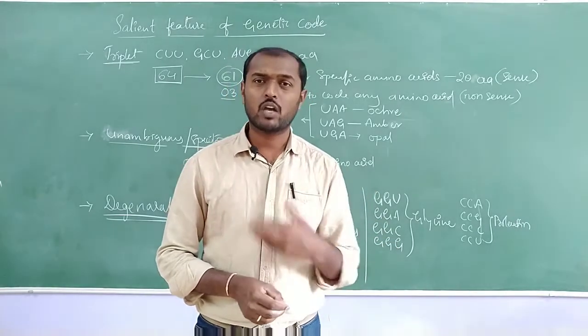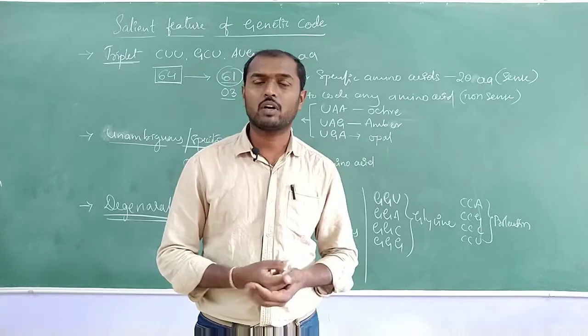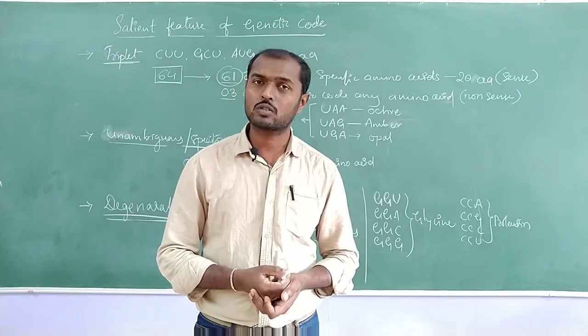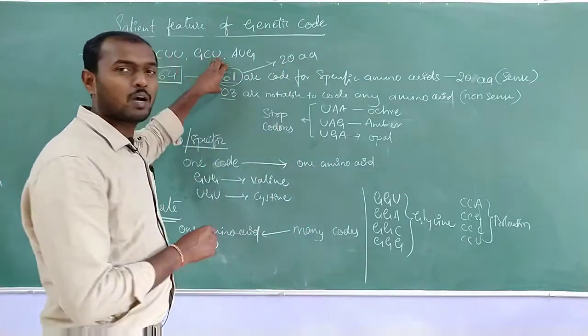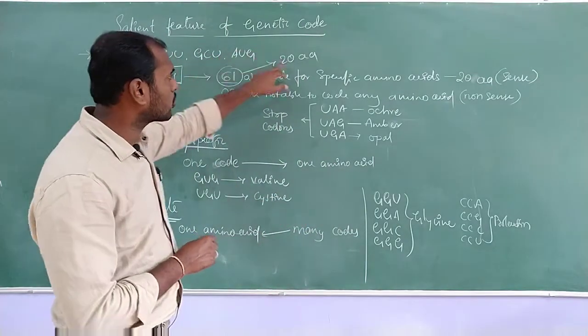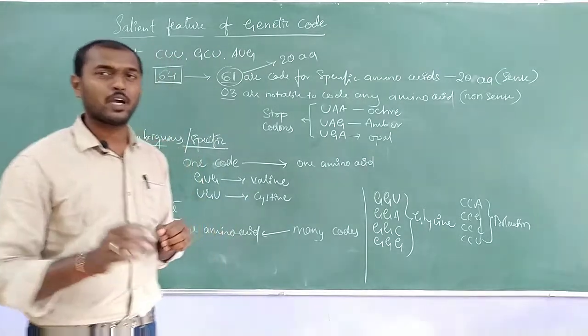So like this, we are going to have different kinds of codons and amino acids. Because of that, we are going to get 61 codons which are going to code the 20 amino acids.